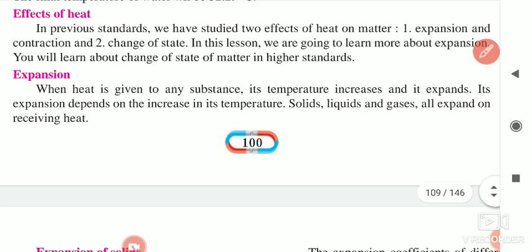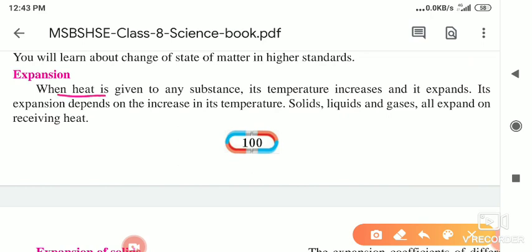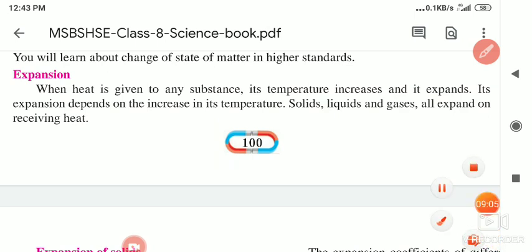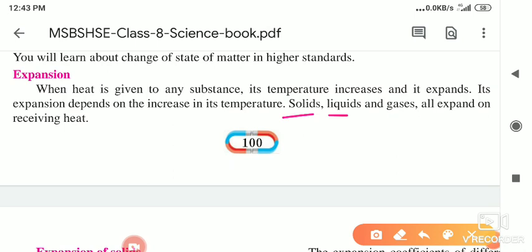So, expansion: when heat is given to any substance, its temperature increases and it expands. Its expansion depends on the increase in the temperature, means how much it will expand depends on the increase in the temperature, and solids, liquids and gases all expand on receiving heat.